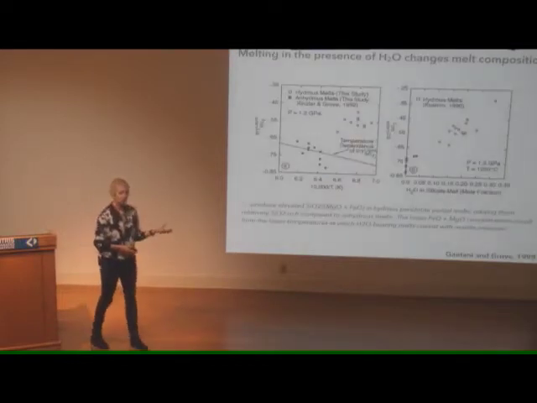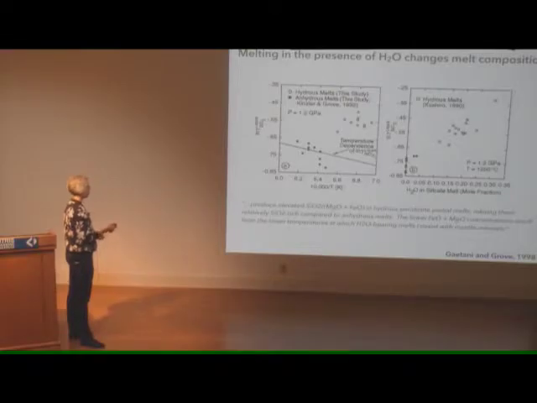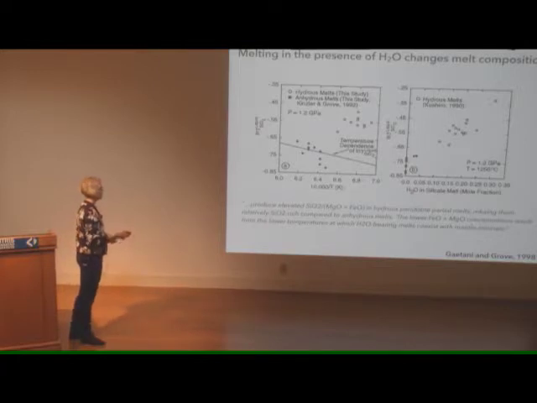And we now know from lots of experiments that not only does the addition of water change the temperature that it melts at, but it changes the composition of the melt that is produced. This is a study by Gaetani and Grove in 1998 that looked at the effect of adding water on the major element melt compositions produced. What we're showing here is a reflection of how the liquid silica content changes as a function of temperature, and how that changes as a function of water content.